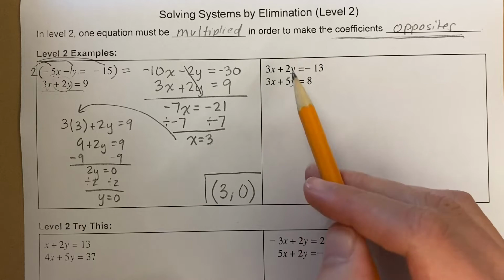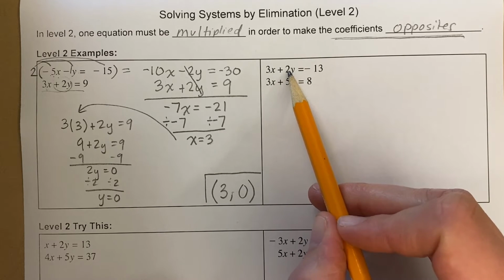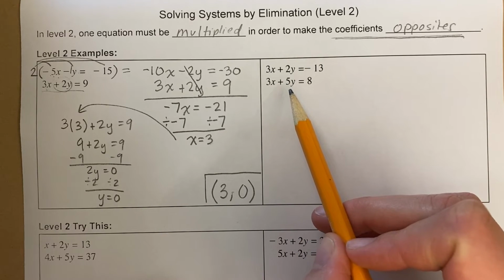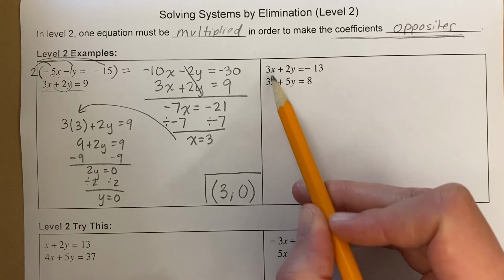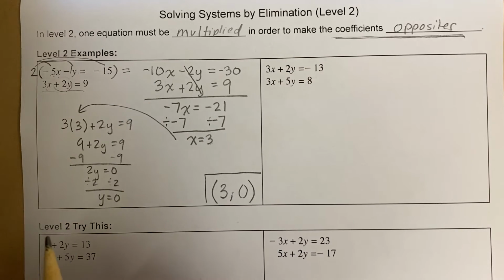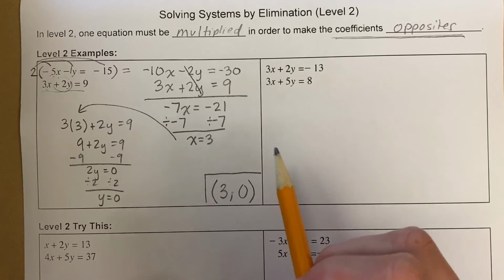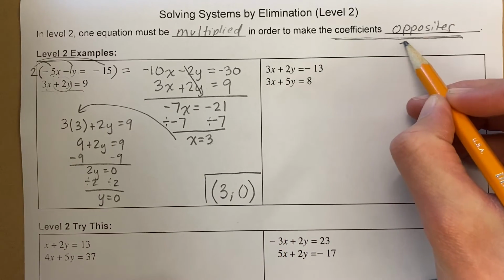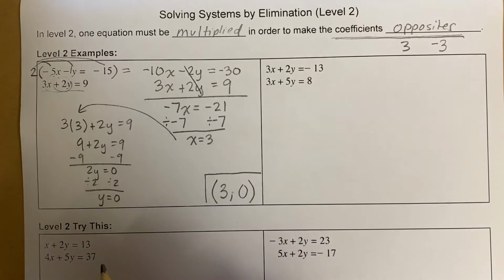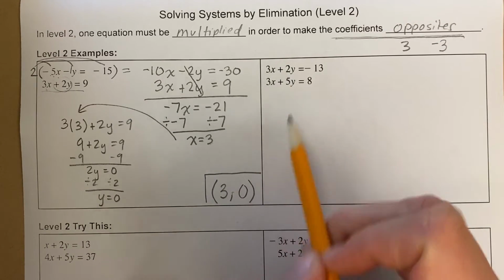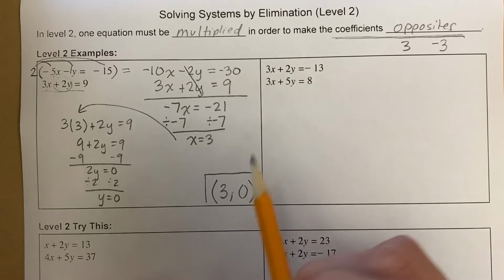When I look over here, I think to myself, well, can I multiply 2 by something to get 5? No, it would be a decimal. Let's not do that. But I do notice that these are both 3's. But the thing is, I don't want them both to be positive 3, right? I need them to be opposite. So if one of them is positive 3, the other one should be negative 3. So what can I multiply an equation by to make it negative?